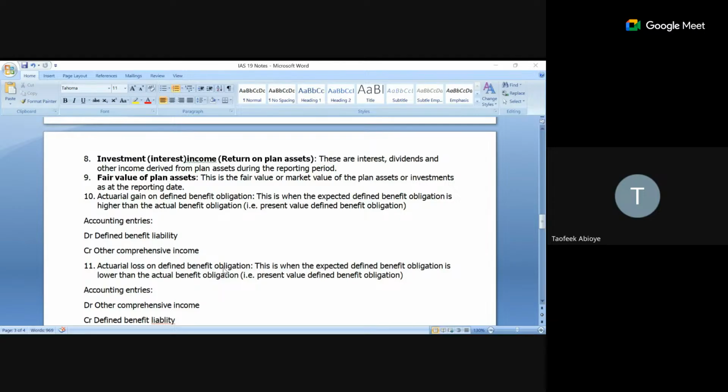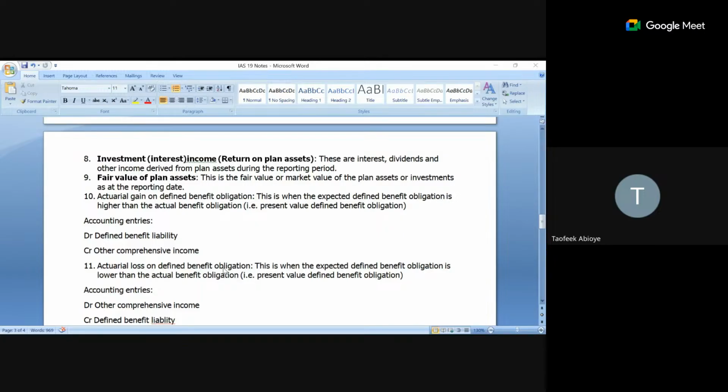So it's either we have actuarial gain or actuarial loss. How IAS 19 works is that at the end of your financial year, you must measure your defined benefit obligation. Let me quickly use an example. I think when I use an example, we will understand. Defined benefit obligation, the obligation we are owing, let's say 100 million, in the next 30 years we are owing 100 million.